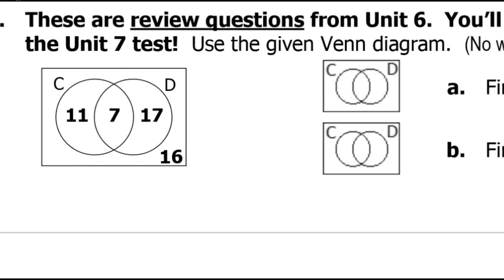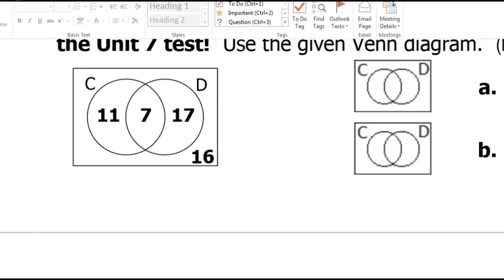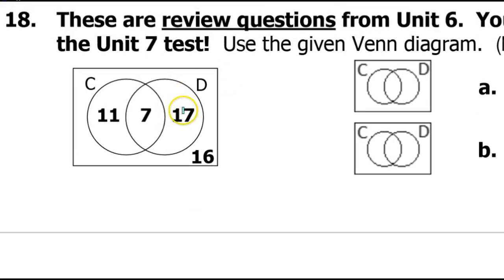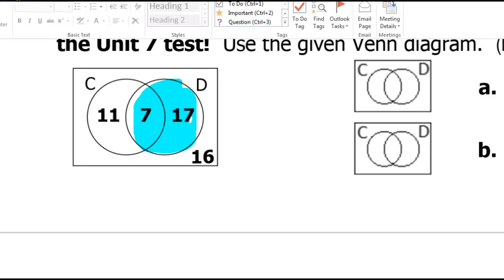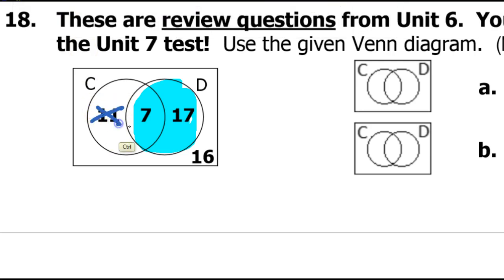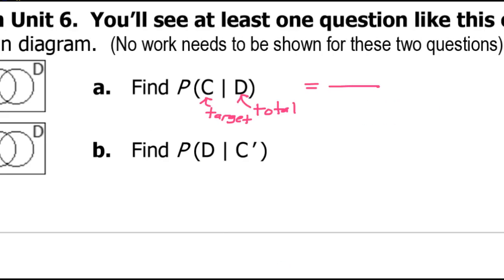So let's check that out. Here's the new total right here, D. Now since that is the new total, that means nothing else exists. This is the total. It's everything, so there can be nothing else. So I would cross those numbers out. So that's why the new total is going to be 24. So that's why 24 goes in this denominator.